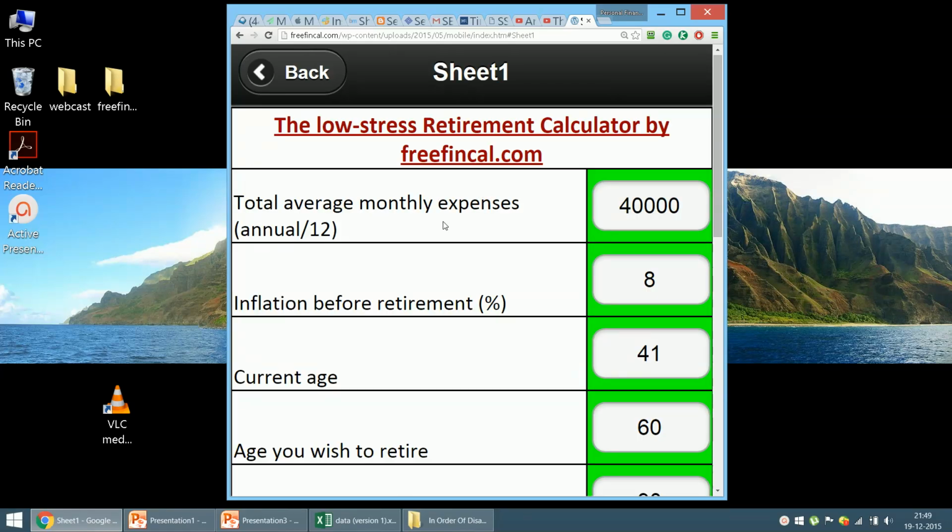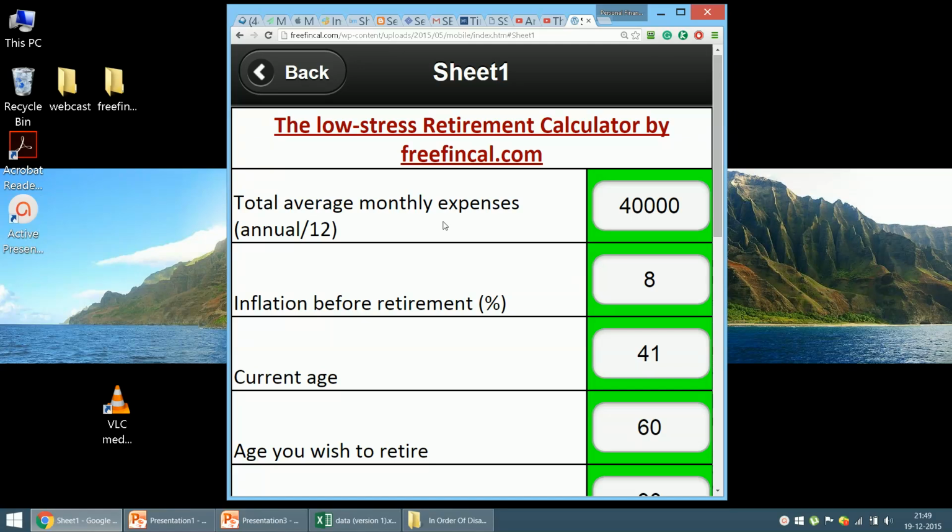This is not a simple app where you can just enter one or two inputs and get an answer. This is a detailed retirement calculator, so you need to enter many inputs to get the final answer. So I suggest you have some time with you when you start working with this app. Now, the total average monthly expense is the most crucial input in any retirement calculator.